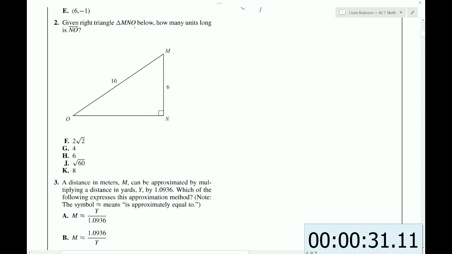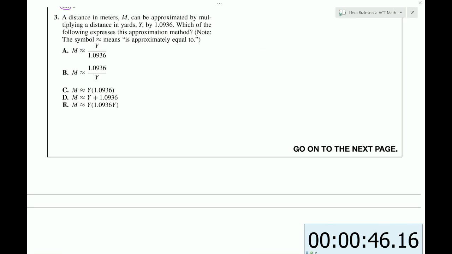Given right triangle below, how many units long is NO? So this is a multiple of a 3, 4, 5. If you double each one, you get 6, 8, 10, and the missing number here is 8. So that would be choice K. A distance in meters m can be approximated by multiplying a distance in yards y by 1.06. So m is approximately equal to y times 1.0936. That looks like choice C.